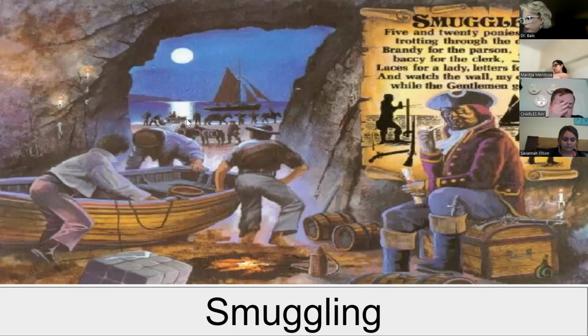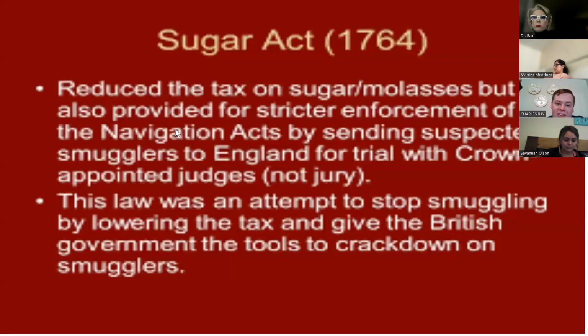Smuggling was also going on. This is a huge piece of the colonial economy, and so many of the founding fathers are also smugglers. So hey, you gotta make a buck while you can. You gotta do what you gotta do for your family, by all means. And that's where all these different acts come in.